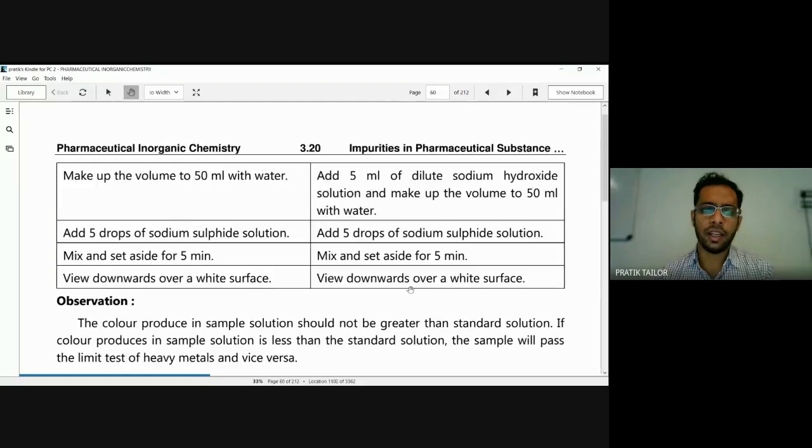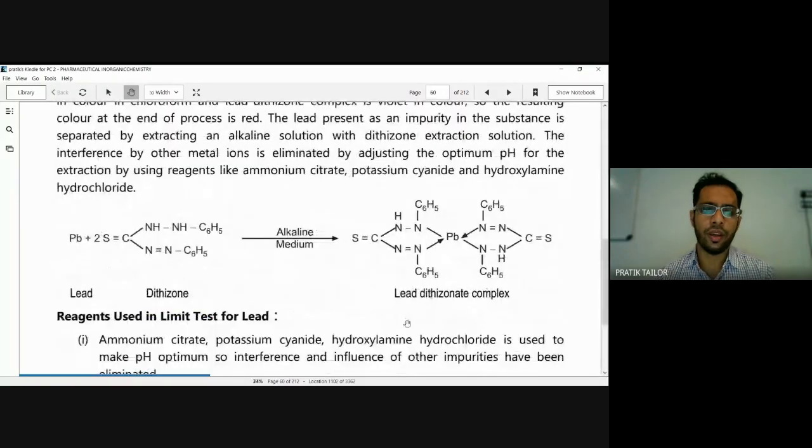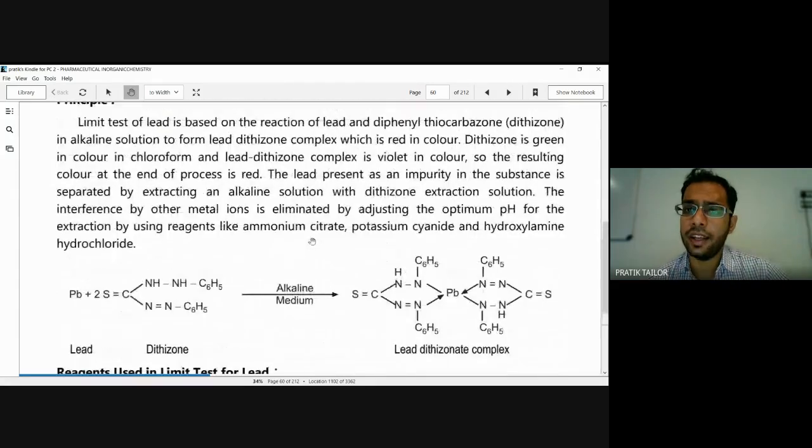Lead: in the case of lead, lead sulfide will be formed. One more test is the reaction of lead with dithiazone, in alkaline medium. It is sometimes called dithizone; some people call it dithizone. It is diphenyl thiocarbazone, but called dithizone or dithiazone.